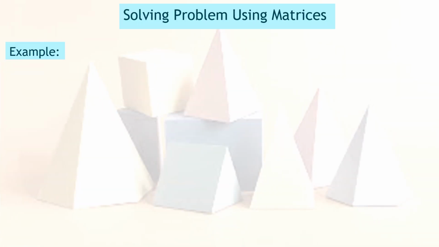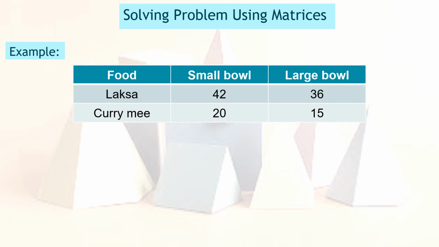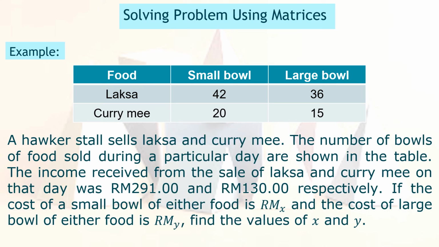Now let us use matrices in solving problems. So supposing we have the food, laksa and curry. This is famous in Malaysia. And then we have the number of small bowls and the number of large bowls. So a hawker stall sells laksa and curry. The number of bowls of food sold during a particular day are shown in the table.